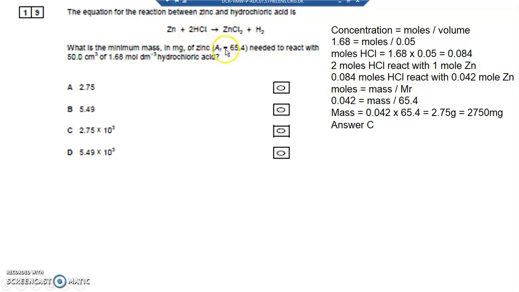I know the Mr of zinc, so moles is mass divided by Mr. Number of moles 0.042 equals mass divided by its Mr, 65.4. Multiply the two together, 2.75 grams. Taking grams down into a smaller unit value of milligrams, I multiply by 1,000, 2750 milligrams. My answer is 2.75 times 10 to the power of 3, which is C.